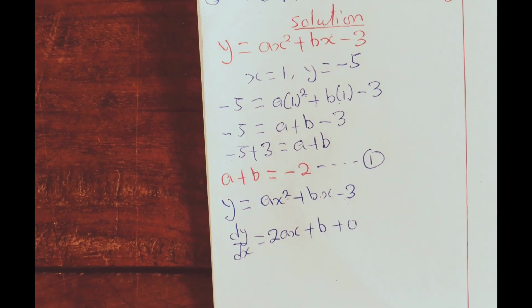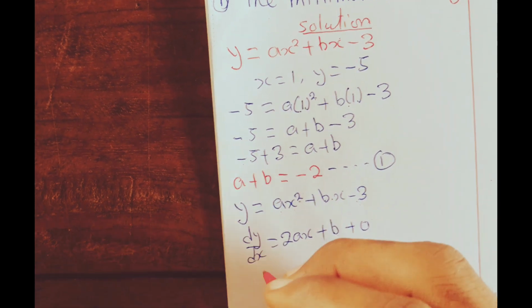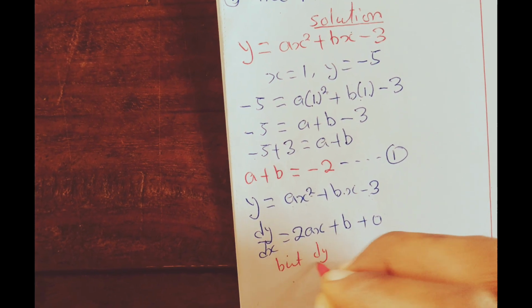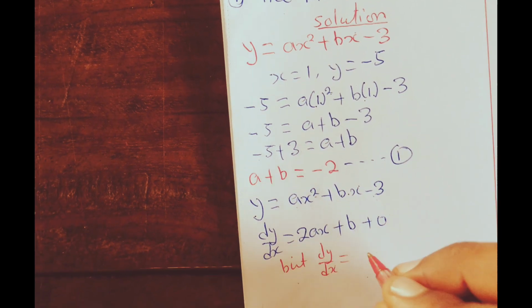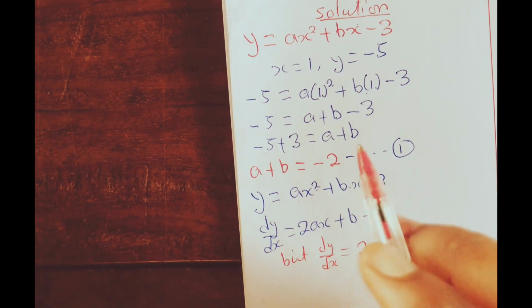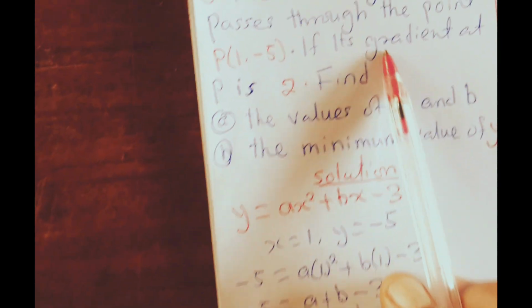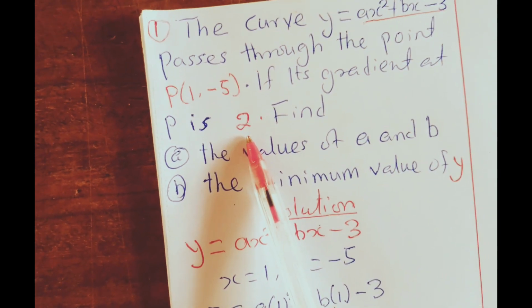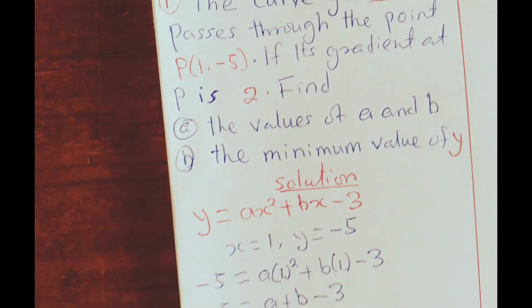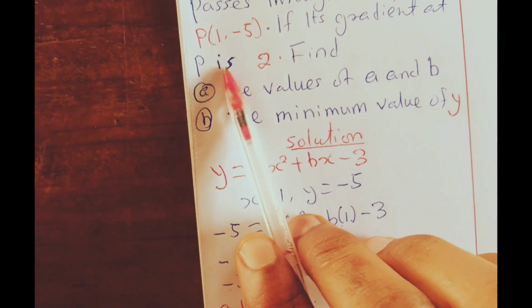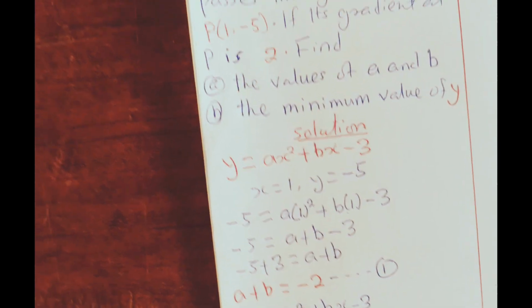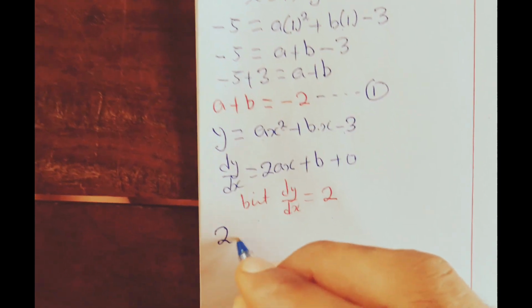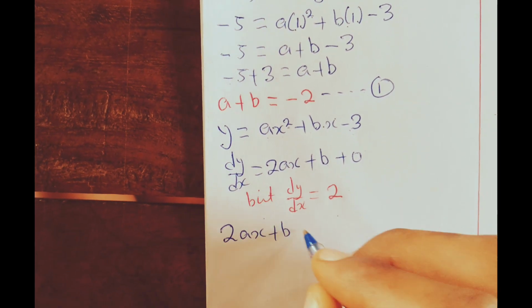But they say at this point, dy over dx is equal to 2 from the question. They say its gradient at P is 2, which means the gradient is the same as dy over dx, and it's 2. So don't forget it's at the point P, so I have to form an equation here. It becomes 2ax plus b is equal to 2.